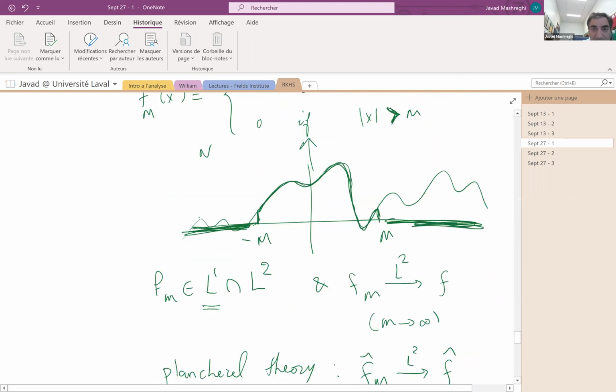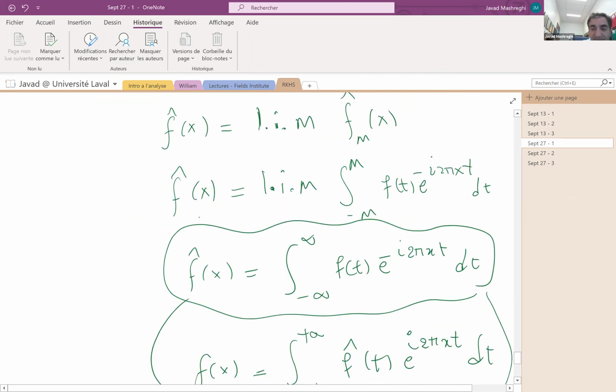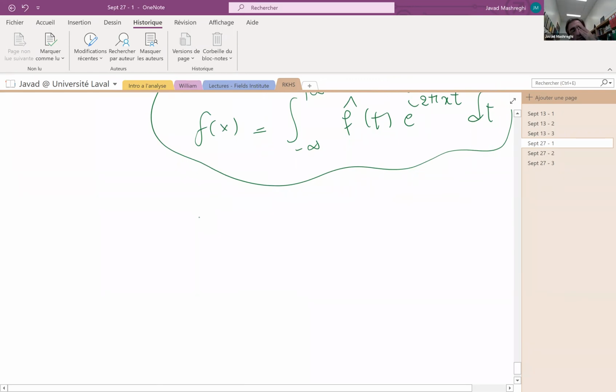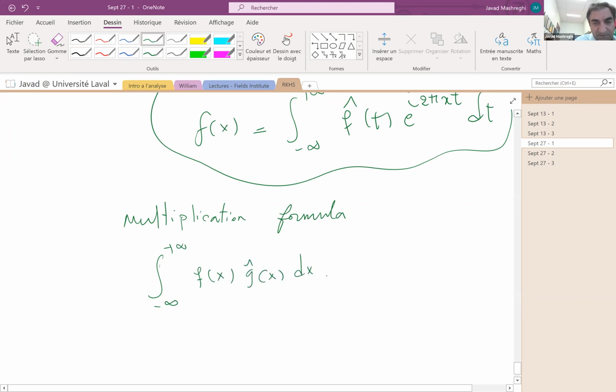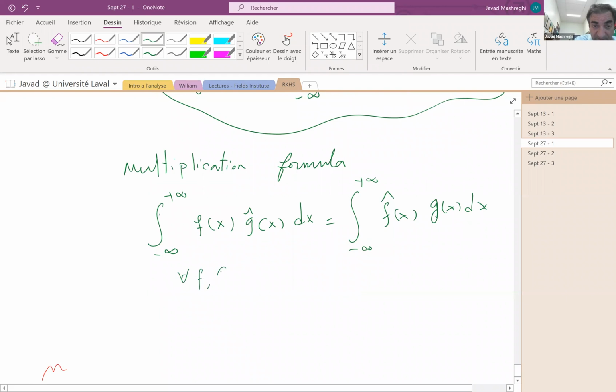Another consequence of... I should go back to the very beginning. You remember the multiplication formula, or the change of roof formula, which was for L1. So I repeat the formula here. Multiplication. It was the integral from minus infinity to plus infinity of f of x g hat of x dx equal to the integral from minus infinity to plus infinity, change of the roof, dx, for every f and g in L1.